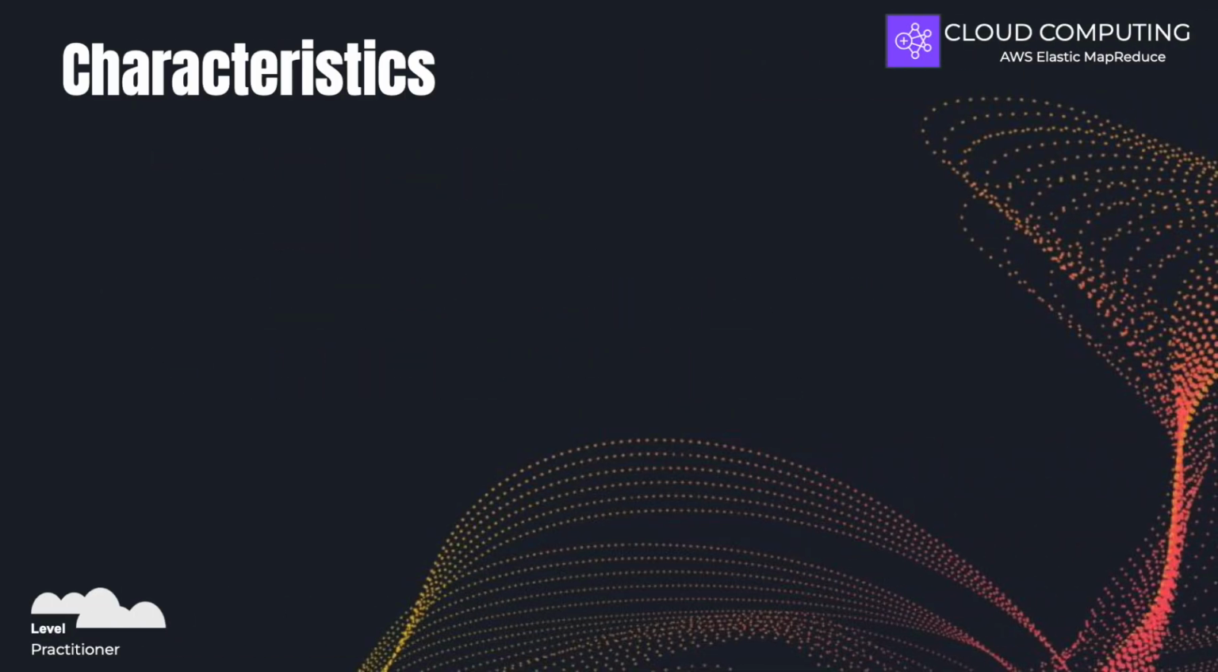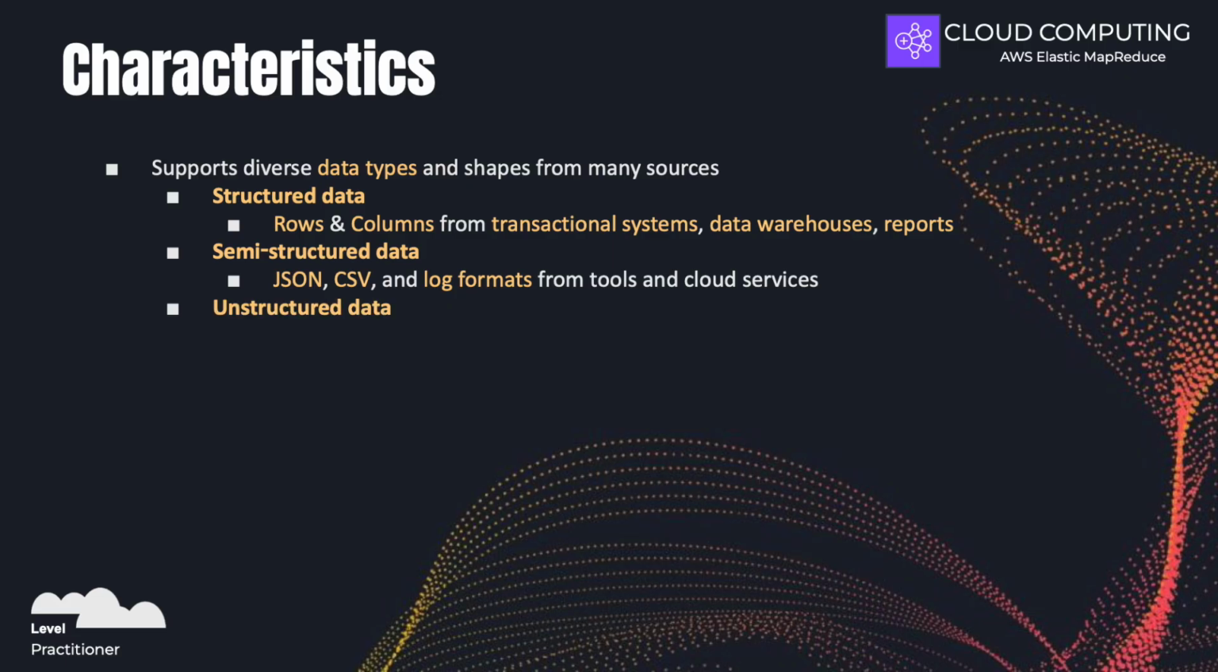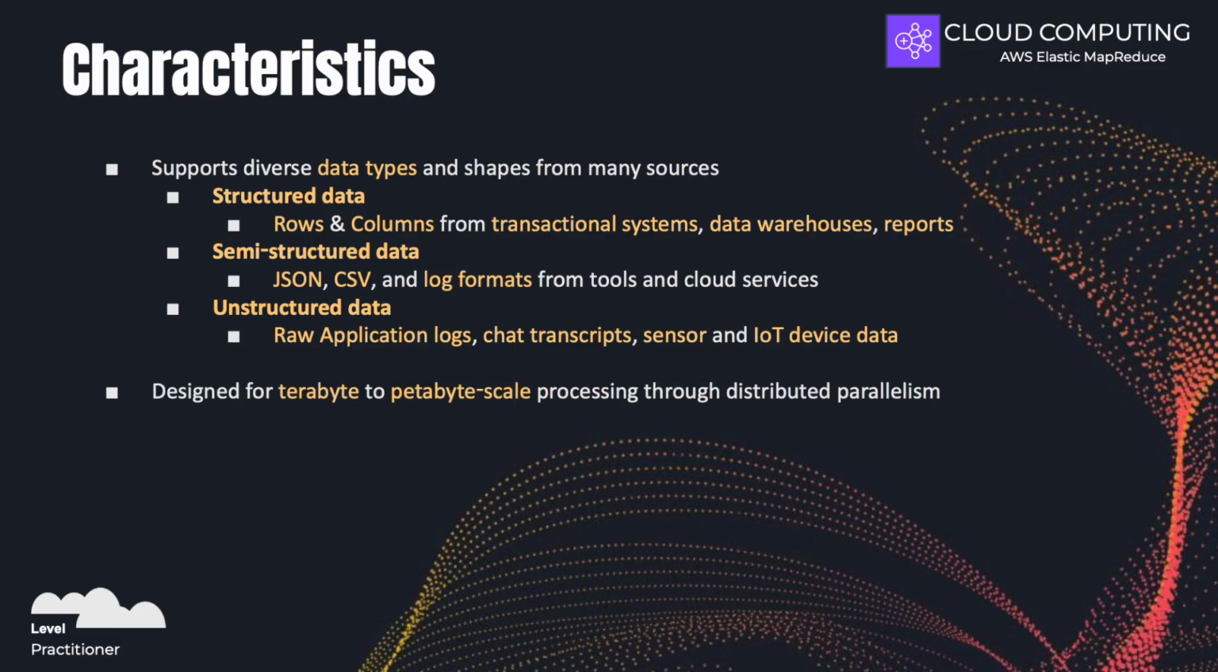In real projects, EMR needs to handle many data shapes at serious scale. It can process structured data like rows and columns from transactional systems or data warehouses, or work with semi-structured formats such as JSON, CSV, and various log formats produced by apps or services. On top of that, it can crunch fully unstructured data like raw application logs, chat transcripts, sensor readings, or IoT streams as well. All of this can be done at terabytes or even petabytes scale by splitting the work into smaller tasks and distributing them across the cluster.